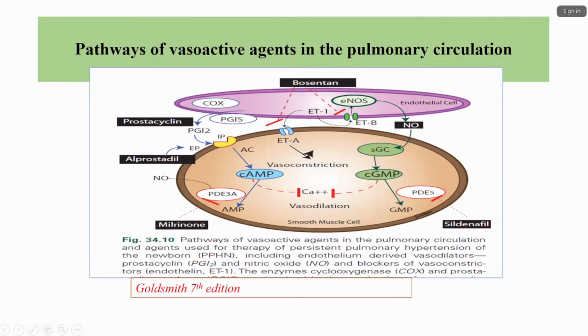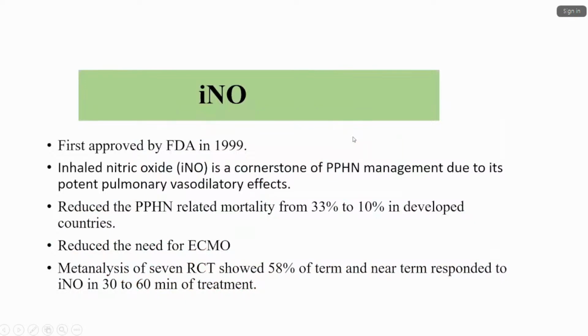Sildenafil acts by inhibiting phosphodiesterase 5. Then milrinone acts by phosphodiesterase 3 inhibition. Then this is the mechanism of action of alprostadil. This is PGE1. And bosentan inhibits endothelin A and endothelin B. That will be discussed later.